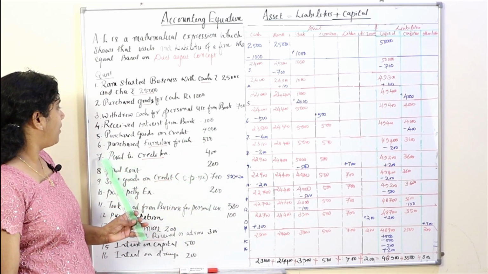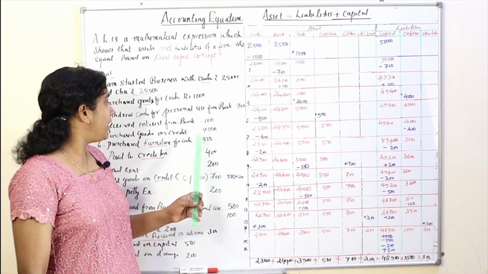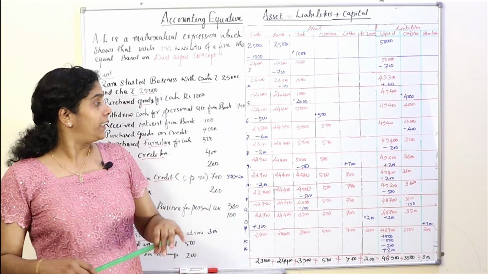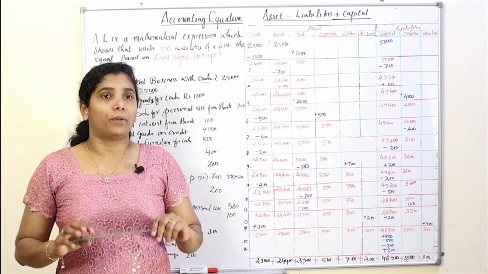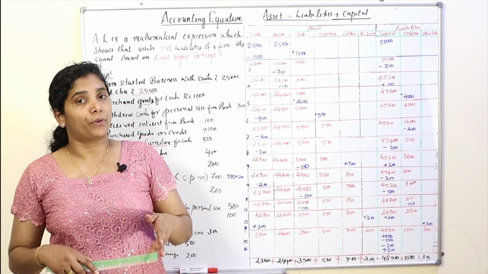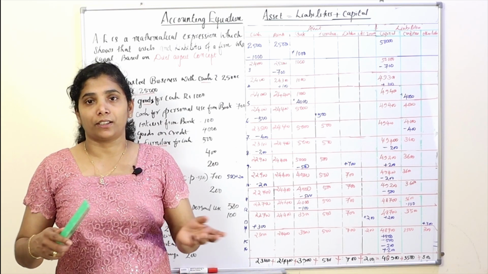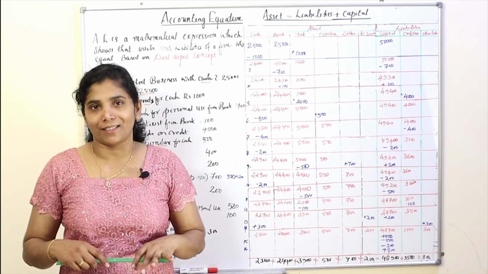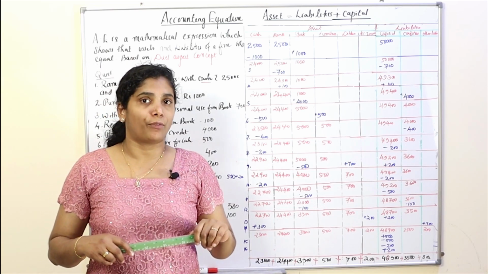Next one is purchased furniture for cash, 500. So, cash is reducing on one side. Now the next aspect is furniture. Whenever we purchase an asset like furniture, computers and equipment, building, land, machinery, etc., for business use, we call it a fixed asset. This is for long term use. So, that is a fixed asset for the company.